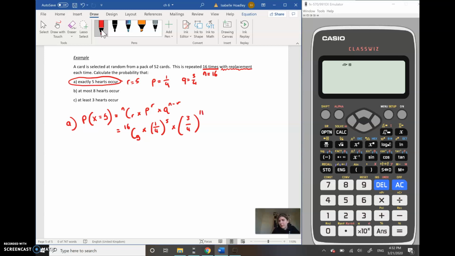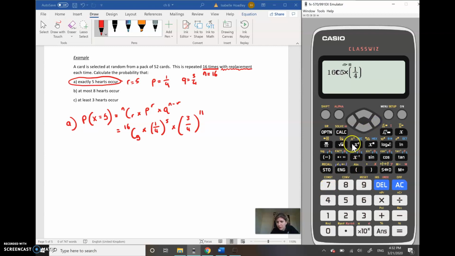Now if we look at the calculator, we can put this in. So we've got NCR, I always forget that you have to do this bit first. So you've got 16C5, times 1/4.